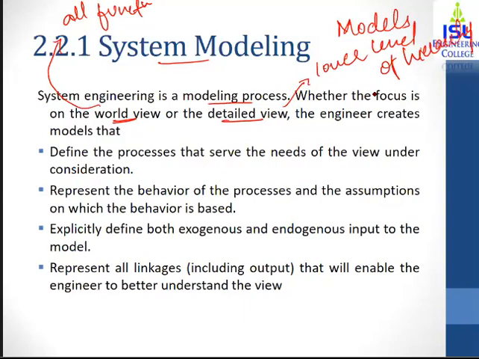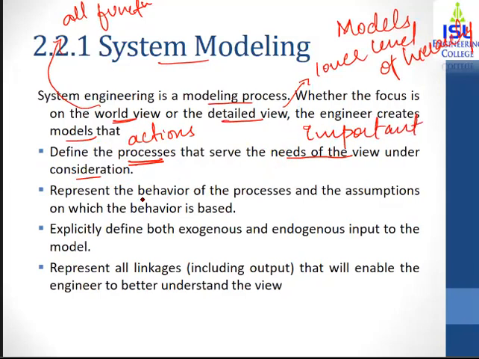You're going to have a detailed description. The engineer is going to create models that define the process. That is, what are the actions that are going to be used within the development of software. You're going to define all the actions that serve the need under consideration, that is, the ones that are important. You're going to define each of the actions.